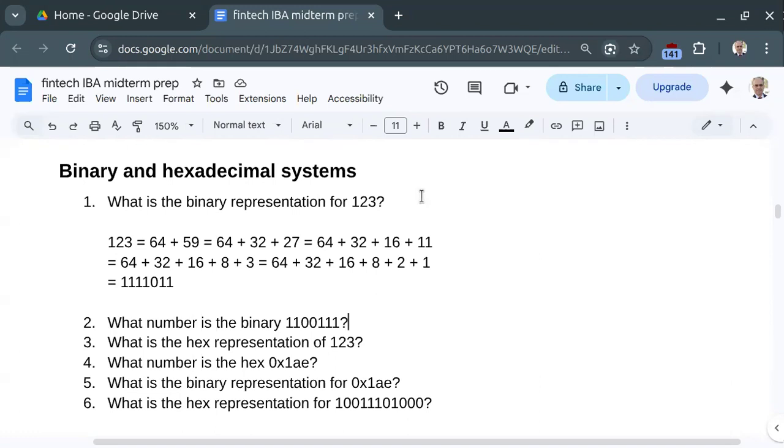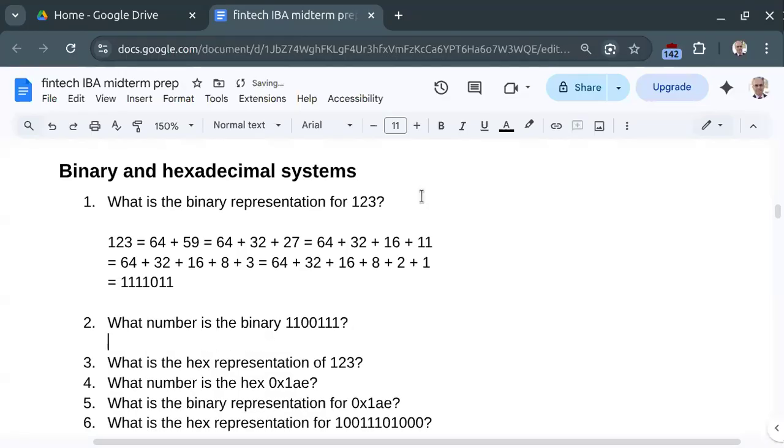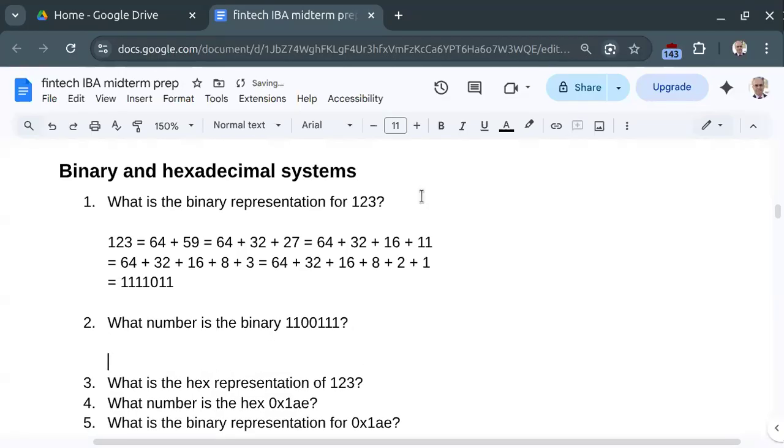Okay. The other type of problem is the opposite, which is basically instead of going from the decimal representation to the binary, to go from binary to decimal, which is what we're going to do next. So the next problem is we need to go from 1100111 to the decimal to find what number that is.